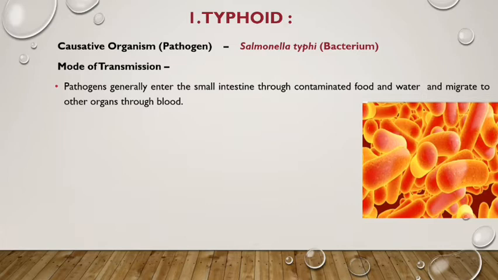So at first they will reach their target organ, that is the small intestine, and they will remain there. Then through the reproduction process they will increase their number, and from the small intestine they will migrate to each organ in the body through the blood stream. This is how Salmonella typhi travels inside the human body. So my dear student, I hope that you have understood the mode of transmission.